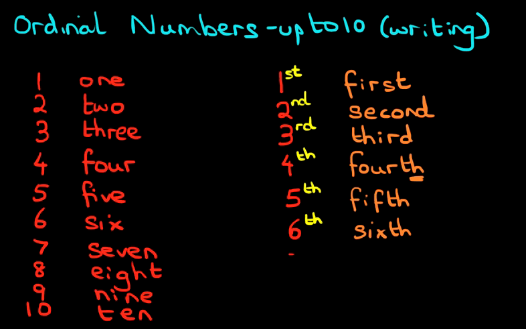The next one is 7. Let's put the TH in. Don't forget, it's only the first 3 which are different. All the others end with a TH. Now 7th. How do we do 7th? It's 7 with a TH. 7th.